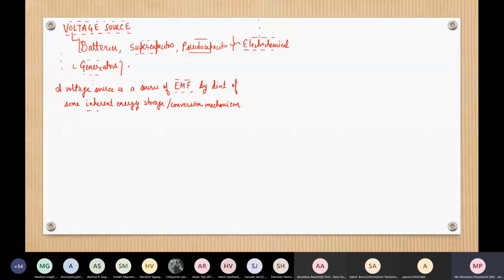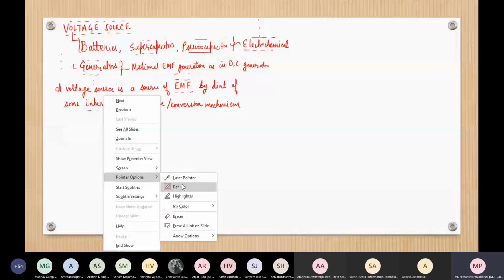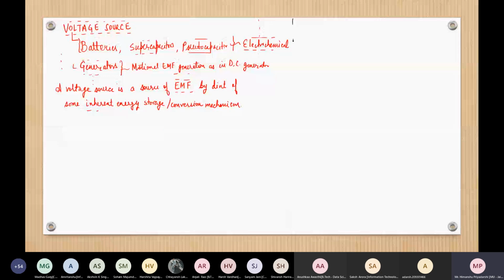Generators, what is the mechanism? The mechanism is motional EMF generation, as in DC generators. But how do I model it? At this point of time, it is more important for me, how do I model it? So it can be an ideal voltage source or a practical voltage source.